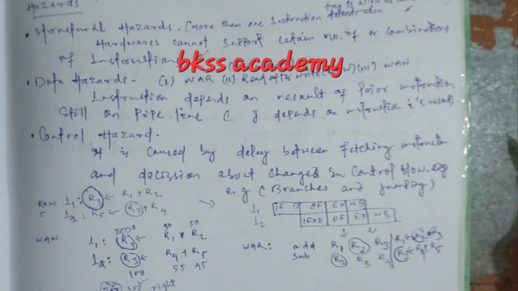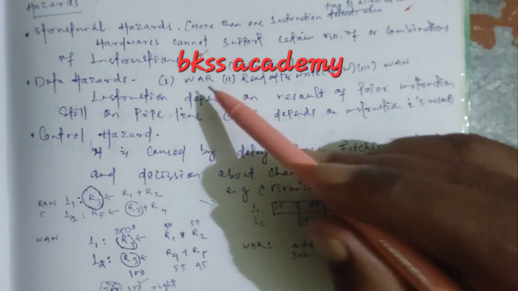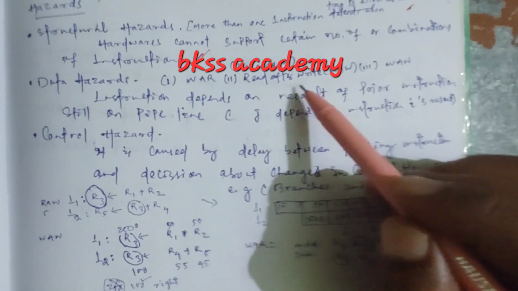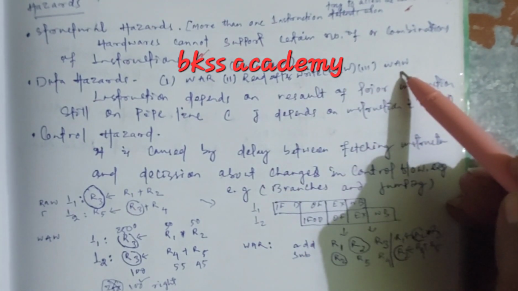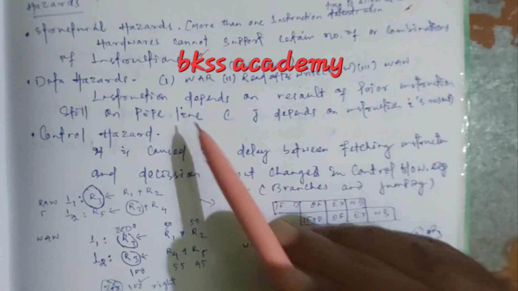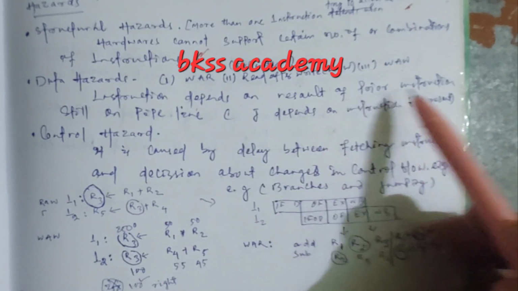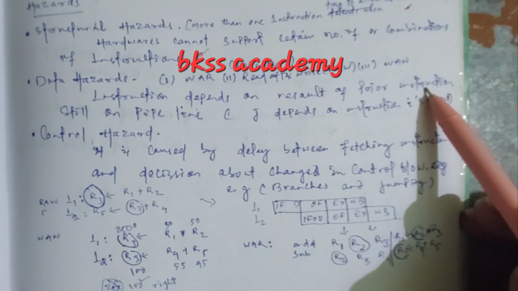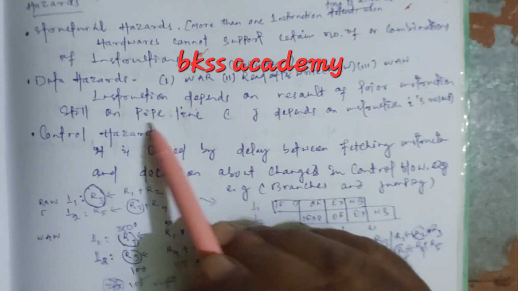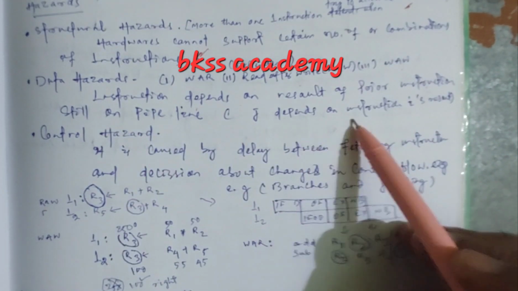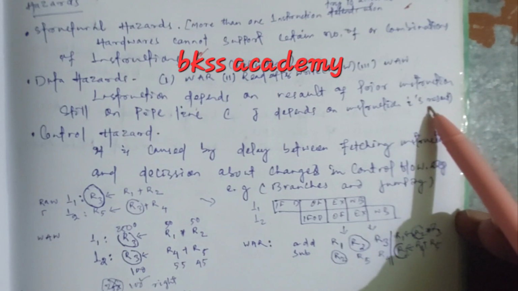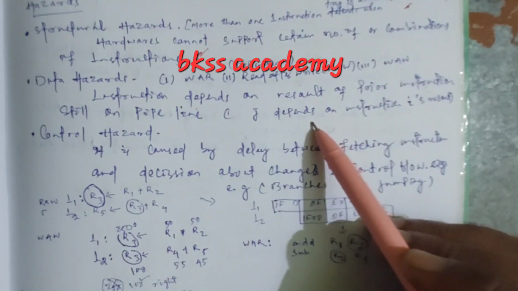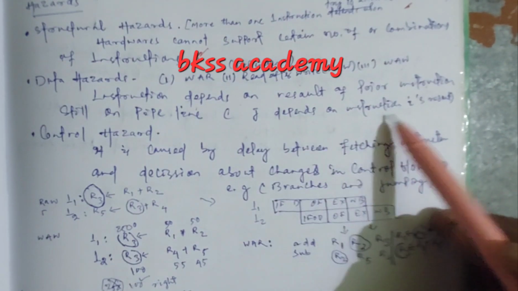data hazard is of three kinds: write after read, read after write, and write after write. These are the dependencies. Instructions depend on the results of a prior instruction. So the result coming from the previous processing is needed by the current instruction to be executed. Instruction J depends on instruction I's result.